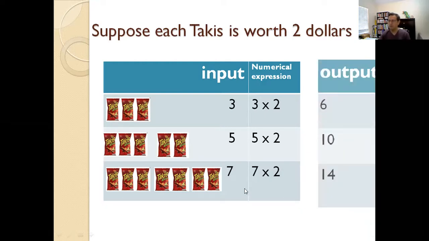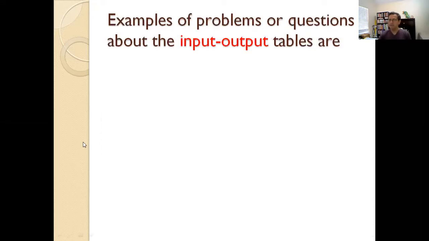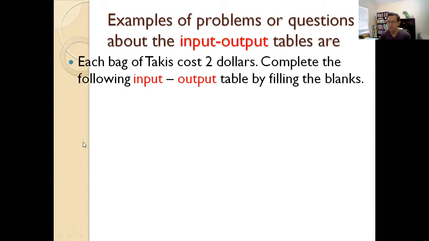What is the output? 3 times 2 is 6. 5 times 2 is 10. 7 times 2 is 14. Now, some examples of questions. Each bag of Takis costs $2. Now, the instruction is complete the following input-output table by filling the blanks.